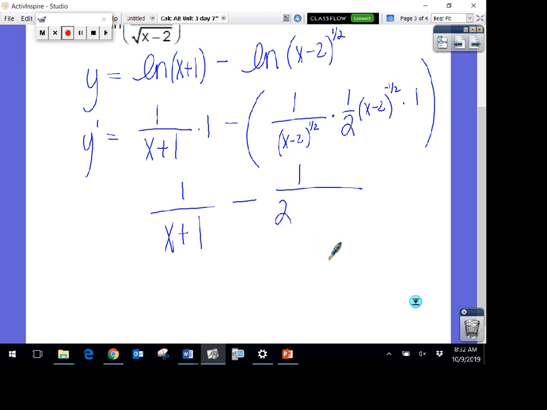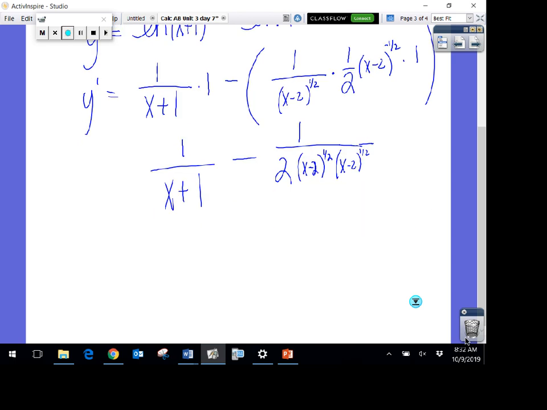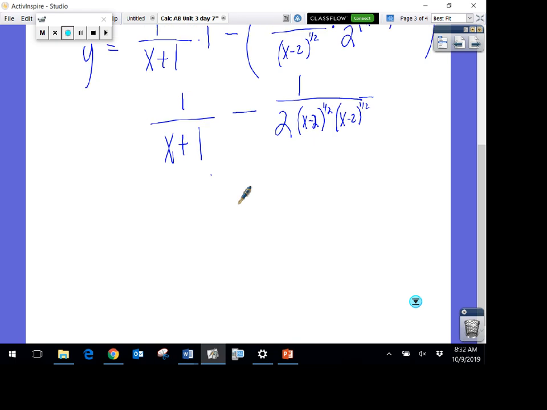We have a 2. We have an x minus 2 to the 1/2. If I bring this down, we have another x minus 2 to the 1/2. And that's what we got right now. Okay? So, 1 over x plus 1 minus 1 over 2. Now think about it. So the 1/2 is the same as the square root, right?